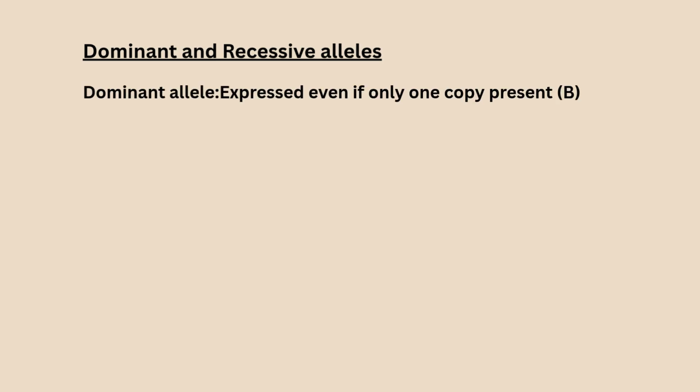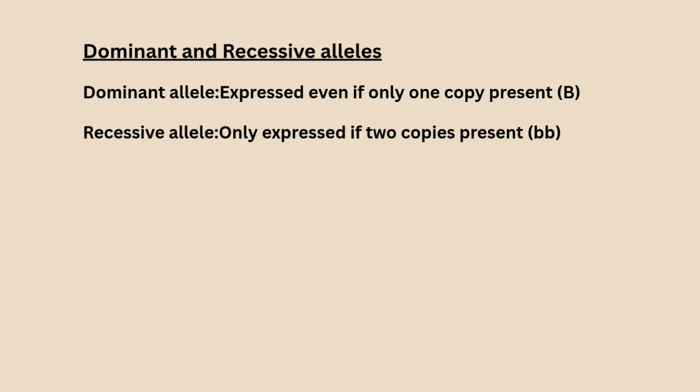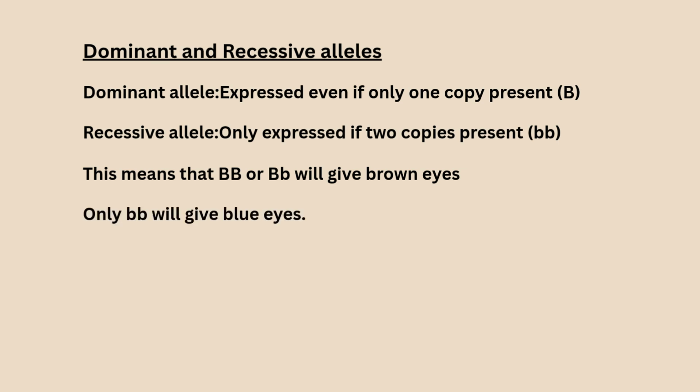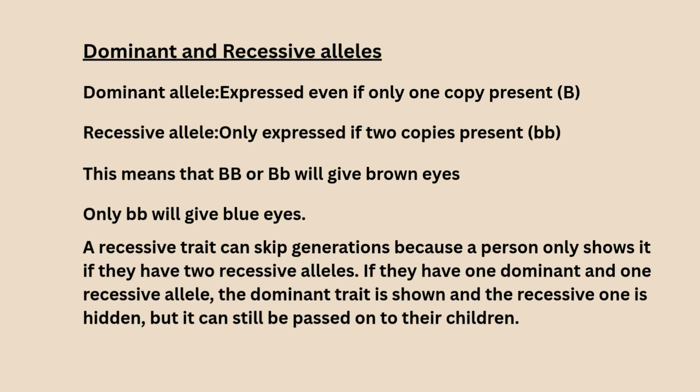Dominant and recessive alleles. A dominant allele is expressed even if only one copy is present, such as big B. A recessive allele is only expressed if two copies are present, little b. This means that big B, big B, or big B, little b will give brown eyes, but only little b, little b will give blue eyes. A recessive trait can skip generations because a person only shows it if they have two recessive alleles. If they have one dominant and one recessive allele, the dominant trait is shown, and the recessive one is hidden, but it can still be passed on to their children.